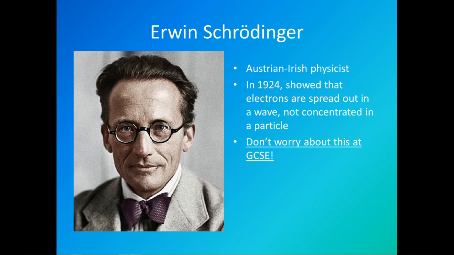And Erwin Schrödinger was an Austrian-Irish physicist, and he showed actually that electrons are spread out in waves. So we used to think maybe electrons were a bit like planets orbiting around a sun, but he showed they're spread out like a wave, not concentrated like a particle. Which is a hard idea, but I actually don't have to worry about that at all at GCSE. I think it's just interesting to mention.